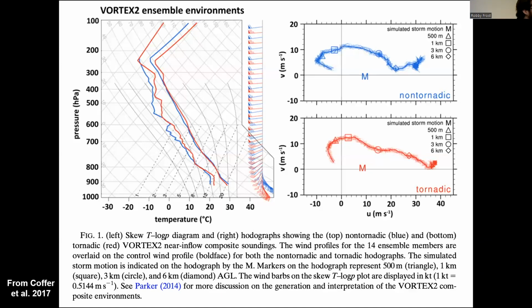Okay, so that was a lot of stuff to get to VORTEX2 ensemble environments. So in VORTEX2, they took a bunch of weather balloon profiles from tornadic and non-tornadic supercells, and I want to hear your thoughts about what are some of the key differences between these tornadic and non-tornadic profiles now that you guys are experts in skew-Ts and hodographs. So what are some of the primary differences you notice?